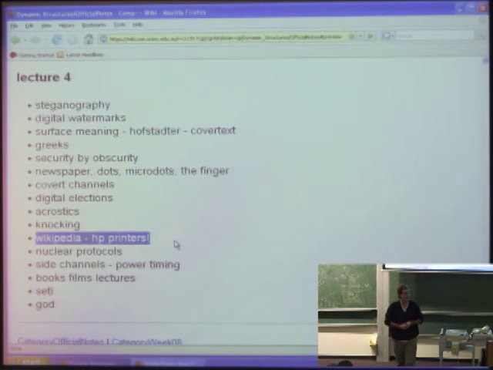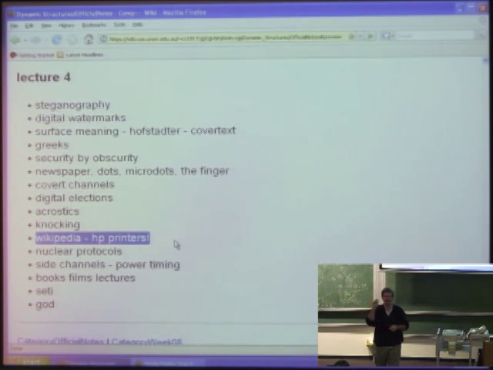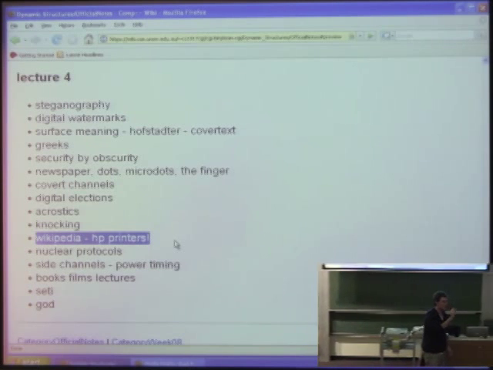Apparently, HP printers use steganography. Do people know that? They put little tiny microdots on your printouts that actually timestamp the serial number of your printer and the date it was printed and all sorts of other stuff. Do you know about this?